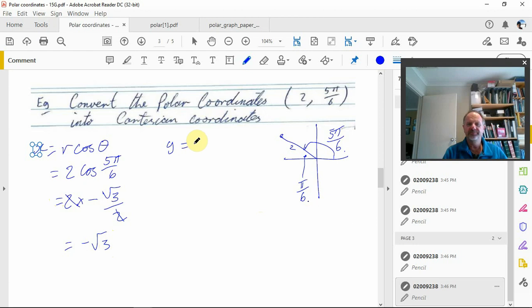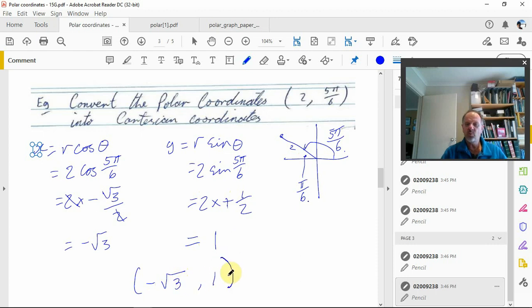Our y value is r sine theta, and that's 2 sine 5 pi on 6. And sine is positive in the second quadrant. The reference angle is pi on 6, so that's the sine of pi on 6, which is 1/2. So 2 times 1/2, of course, is 1. So our Cartesian coordinates of point P are negative root 3 and 1.